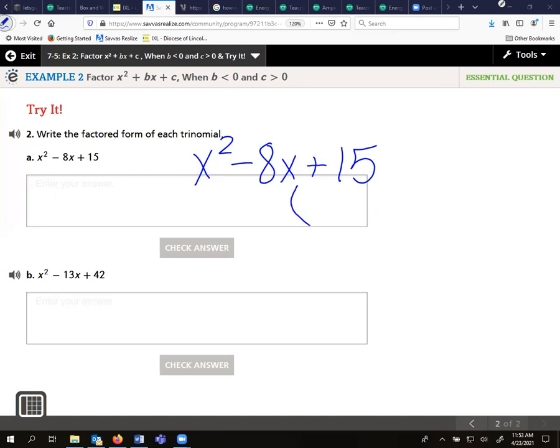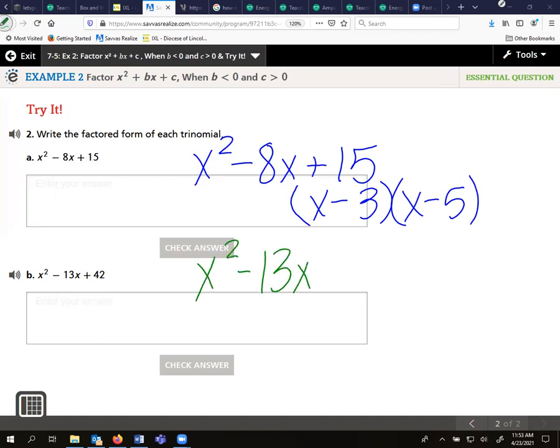So that one for Alex here is x minus 3, x minus 5, or x minus 5 and x minus 3. Next one, x squared minus 13x plus 42. Multiply to be 42, add to be negative 13.